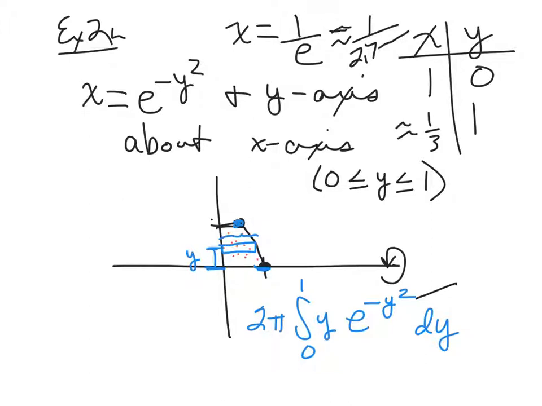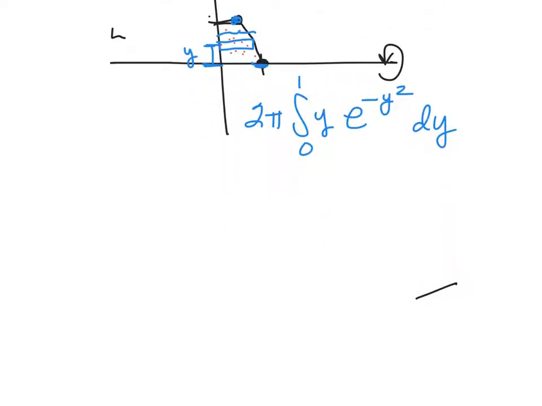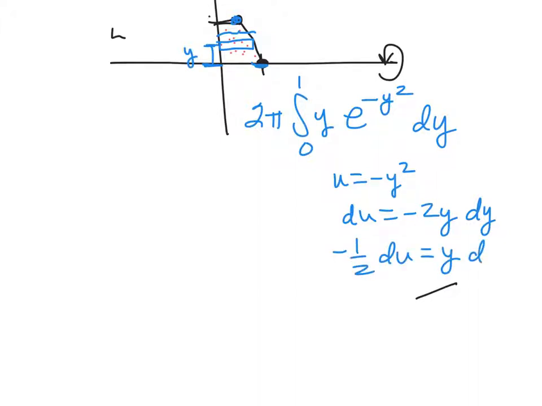Everybody golden there? All right, well, this will give us a chance to remember how to integrate with some e's involved. So obviously there's no rule that fits this integral, so we're going to have to do a u substitution. So I could let u be equal to negative y squared. du would equal negative 2y dy. So negative a half du is going to equal y dy.